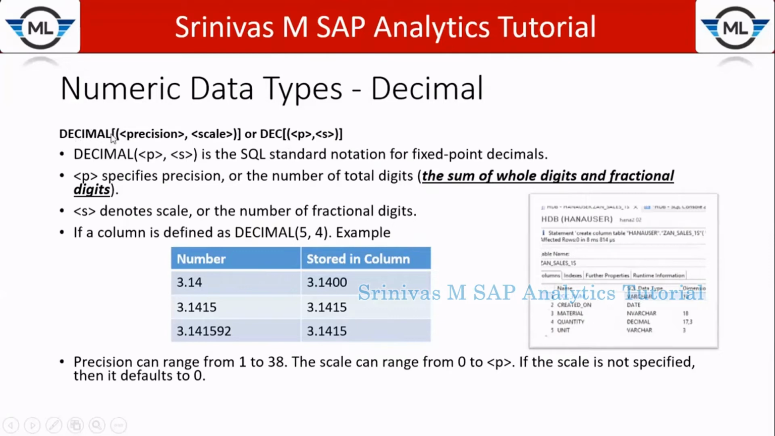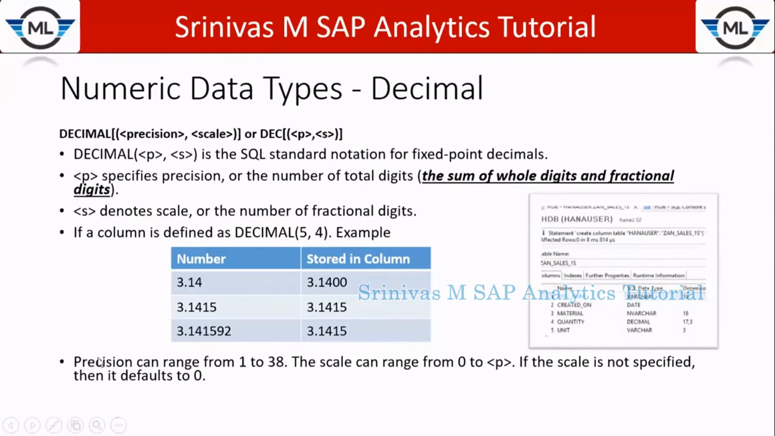Decimal is a SQL standard notation for a fixed point decimal number. When you define a data type as decimal, you need to specify two numbers: one is the precision number, another is the scale number. If you don't mention anything for the scale, then the system will consider it as 0.